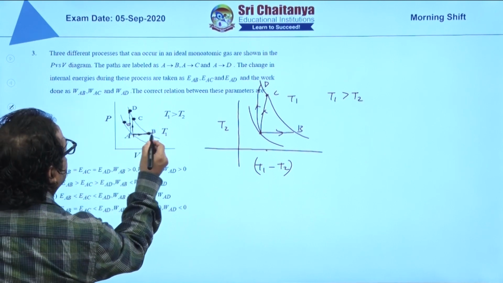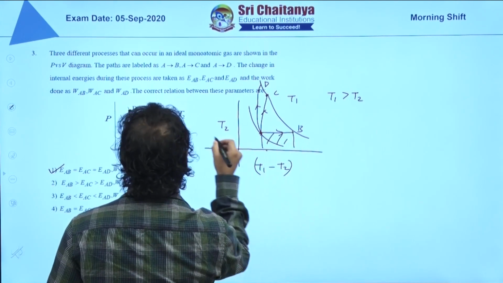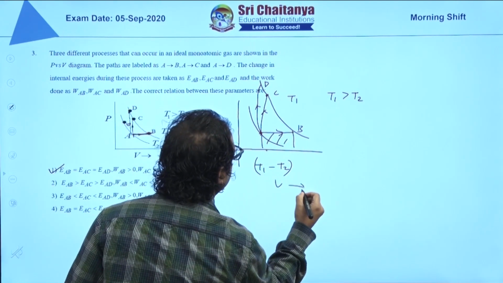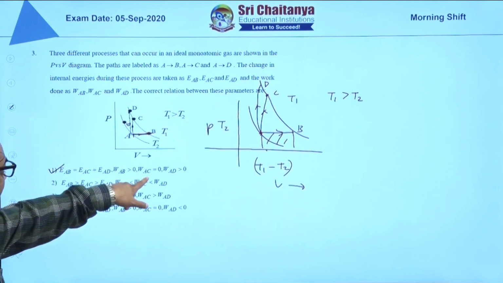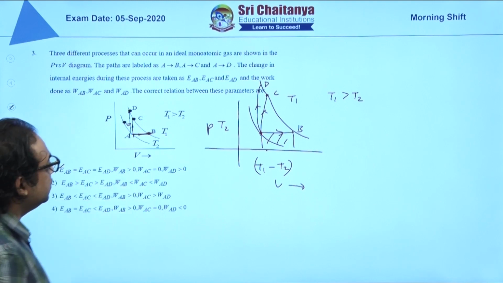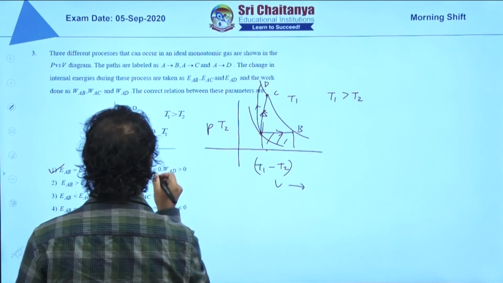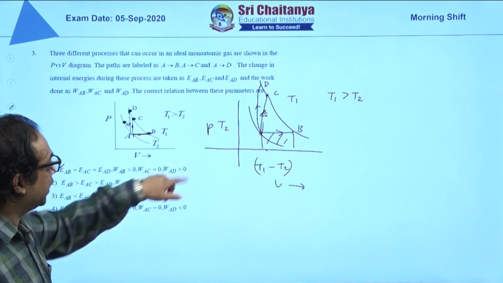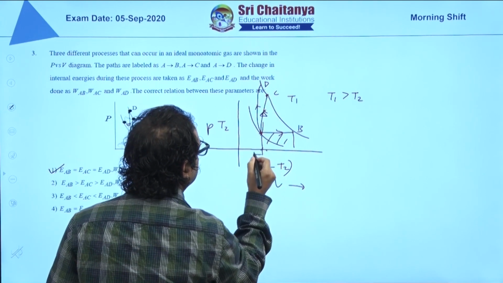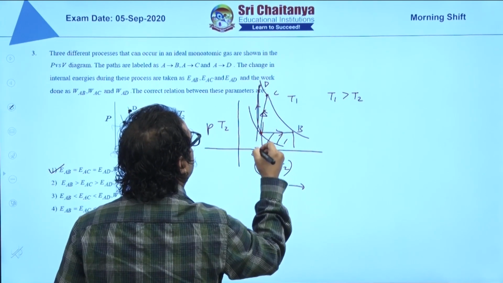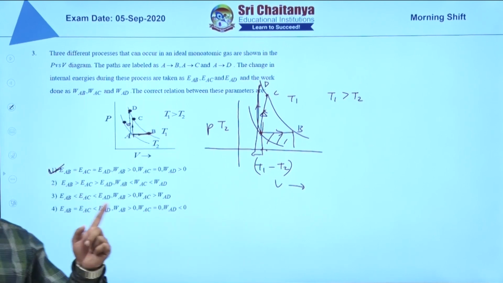Work done by AB, A to B, is definitely positive, because this is your PV graph and volume is increasing. So work done is positive. Coming to work done in AC, definitely the area under the curve AC is 0. And work done in AD is negative definitely, because volume is decreasing. So we are having the answer as first.